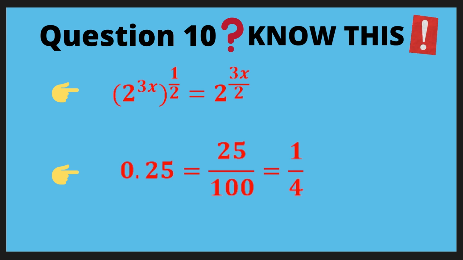I also want you to note that 2 raised to power 3x, all raised to power 1 over 2, will give you 2 raised to power 3x over 2. That is how you go about it, because the power 3x must multiply that fractional power that is outside the bracket. Now let's apply this in solving this question.